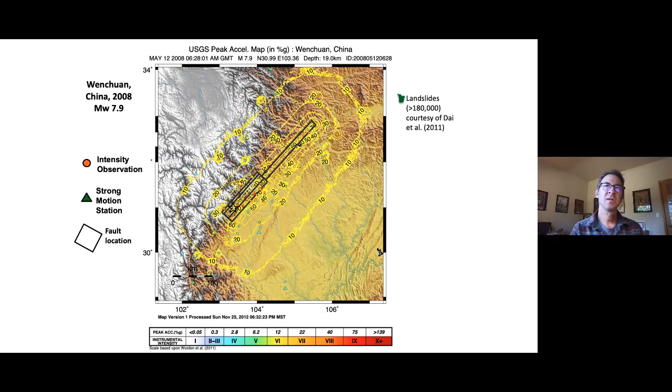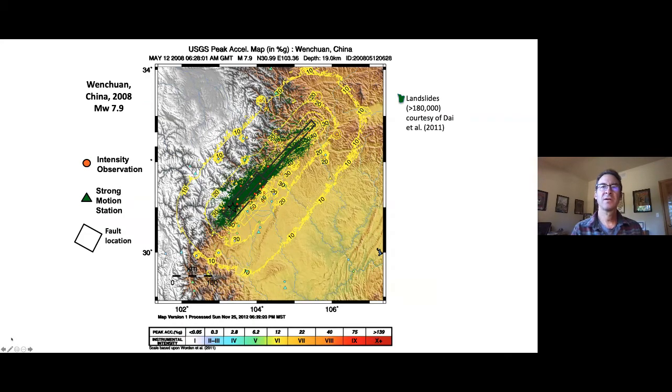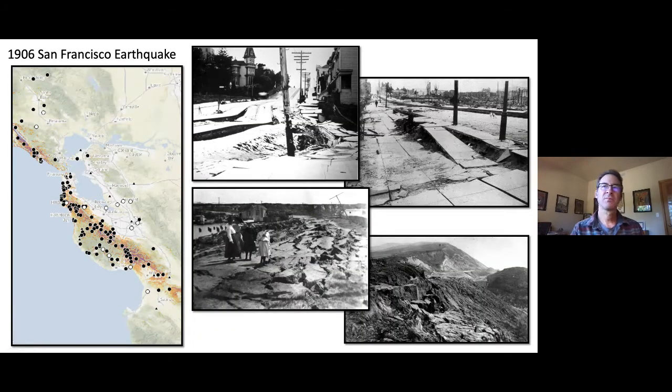For that earthquake in China that I started with the photos, the number of landslides were in the hundreds of thousands, and the landslides contributed greatly to the losses. There were 88,000 fatalities, 20,000 of which were killed by landslides. And you can imagine why, because the slopes all around the urban areas were completely denuded from the strong shaking and caused additional problems. So one of the things we're trying to do is to evaluate from the shaking map what the likelihood is of landslides and where those landslides will occur. So we have the same problem domestically.